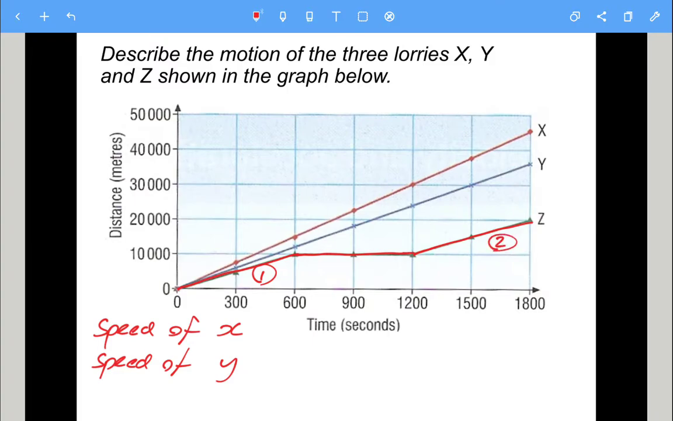Then you can also do the average speed of Z. The average speed of Z will be looking at the entire thing, from point A to point B. You can have a go at that now if you want. I'm going to put a tip on for that. If you want to get the average speed of Z, you will need to do the full gradient. And if you need some more help, Y maxes out at approximately 36,000 meters. So have a go at that now, and then I'll take you through some answers.